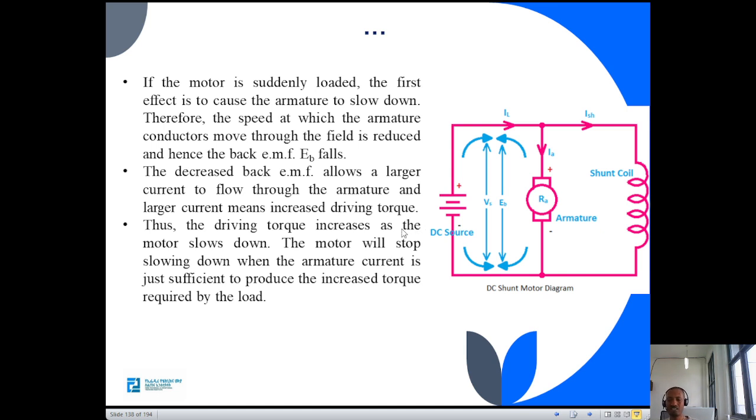IA increase means torque increases, because torque is proportional to K phi IA. Thus the driving torque increases as the motor slows down. The motor slows down until the armature current is just sufficient to produce the increased torque required by the load. It balances according to the change of the load. The torque of the motor is regulated through back EMF, so it is a big advantage in a motor.